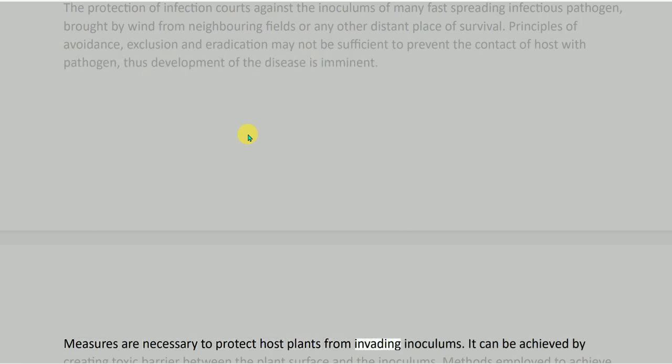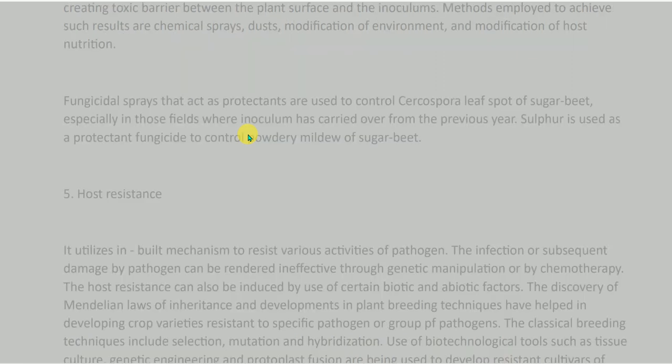It can be achieved by creating a toxic barrier between the plant surface and the inoculums. Methods employed to achieve such results are chemical sprays, dusts, modification of environment, and modification of host nutrition. Fungicidal sprays that act as protectants are used to control Cercospora leaf spot of sugar beet, especially in those fields where inoculum has carried over from the previous year. Sulfur is used as a protectant fungicide to control powdery mildew of sugar beet.